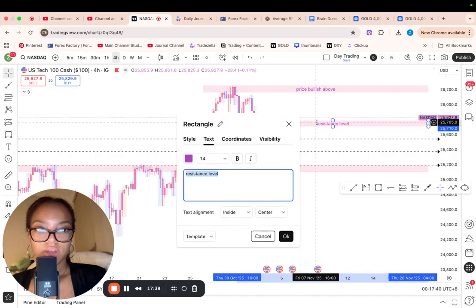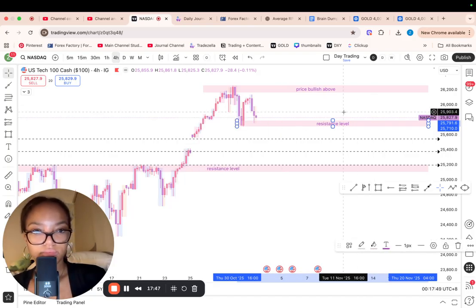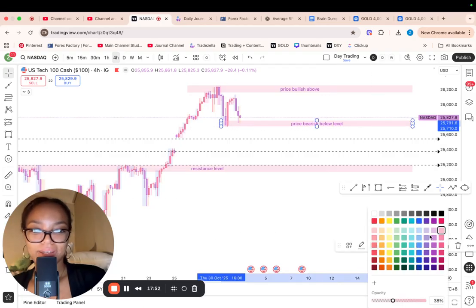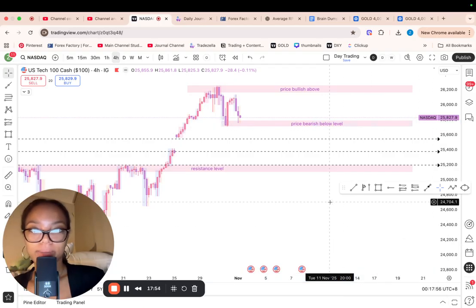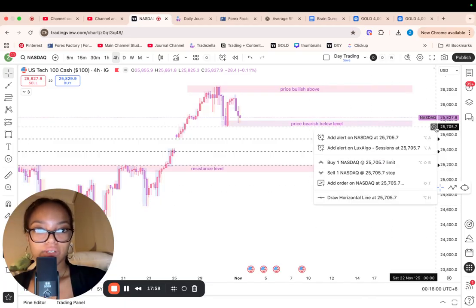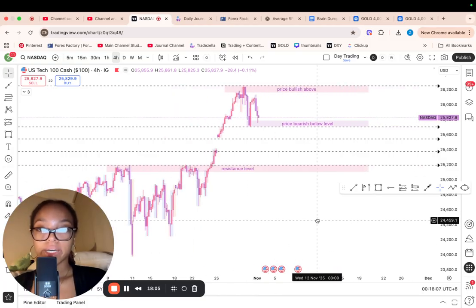Not resistance level. We've got a price bearish below level. Where did that go? Okay. I'm going to mark up my no trade zones and everything in my morning analysis, but this is what we have so far. So I want to have an alert here. And I'm good with that alert there. I think I'm literally good with that. Honestly, I don't want to touch it. I don't want to crowd it up anymore. We can see what price is doing overall.